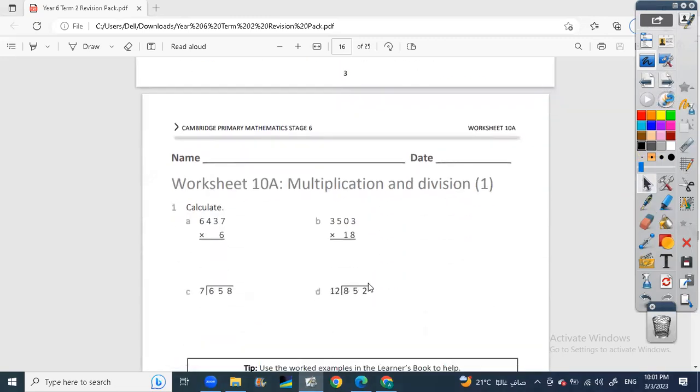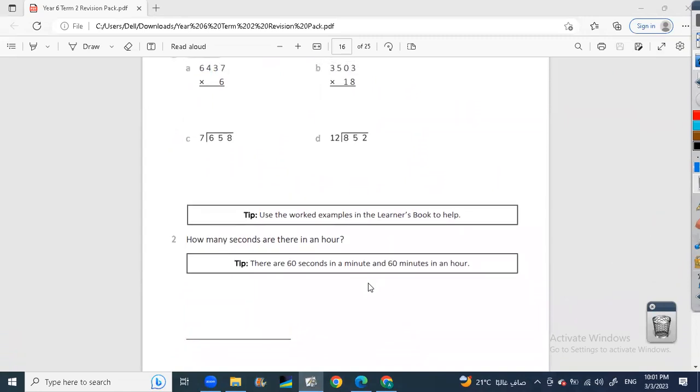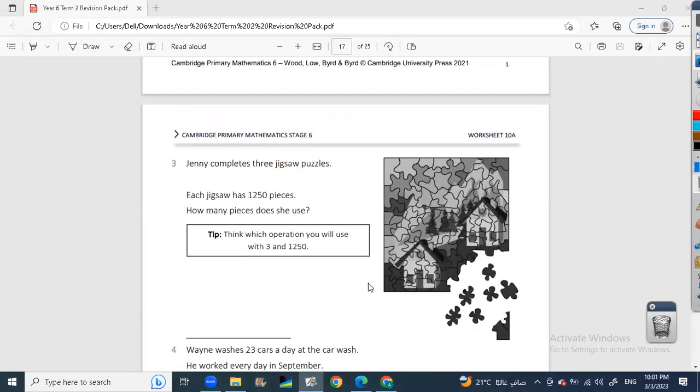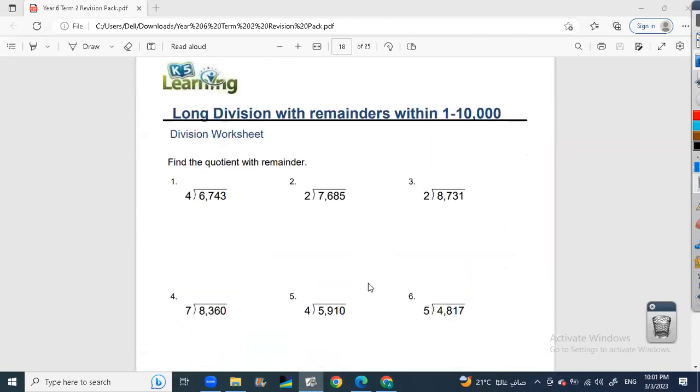Next page. Multiplication, we've done it. The long division, we're going to do it right now in a minute. We're going to find another page over here.